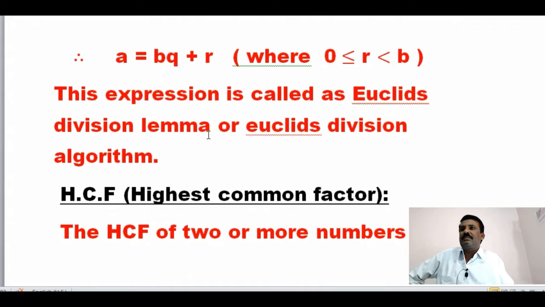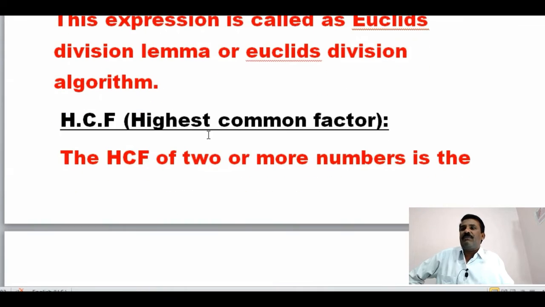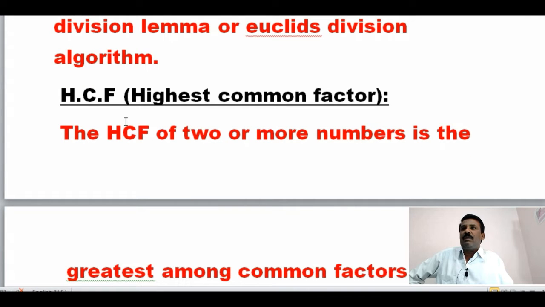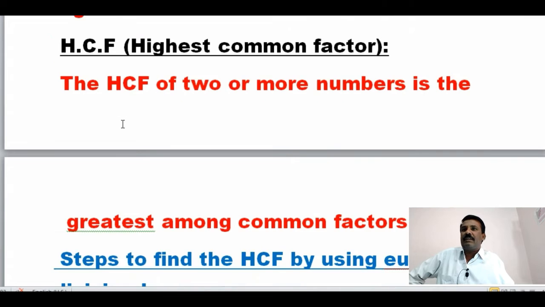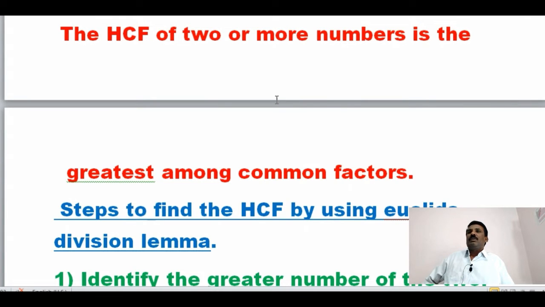Now we go to the next topic, that is HCF. HCF is most familiar from previous classes. The abbreviation is highest common factor. The HCF of two or more numbers is the greatest among the common factors.